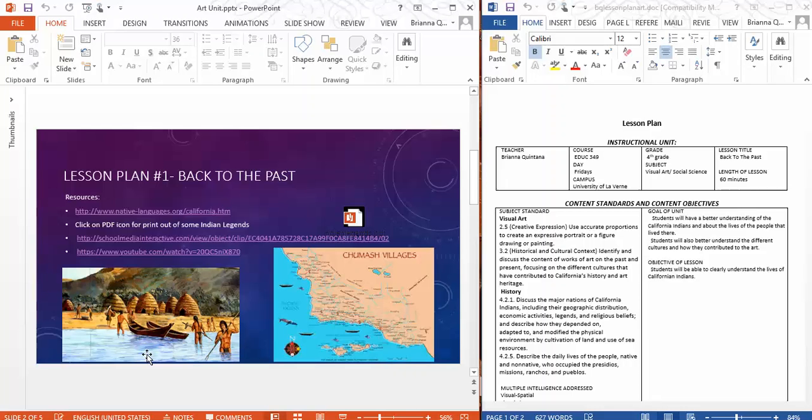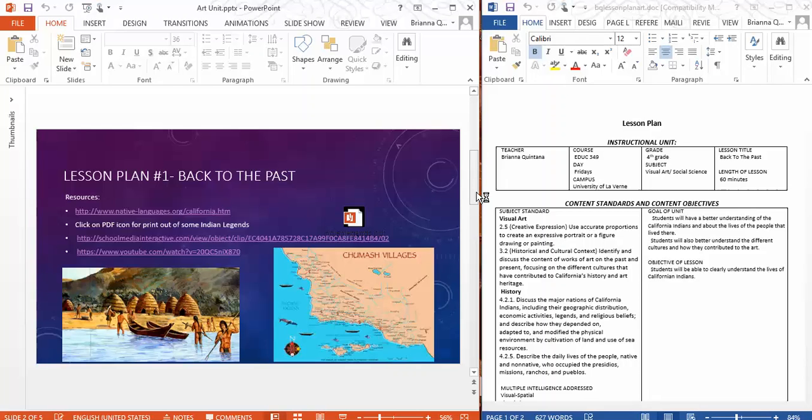This is a picture of what one of the Indian tribes might have looked like. The canoes that they would build, the spears that they used to catch fish, and some of the homes that they built for themselves. This is a picture of where the Chumash villages are. These are only a couple of the examples of the different pictures.